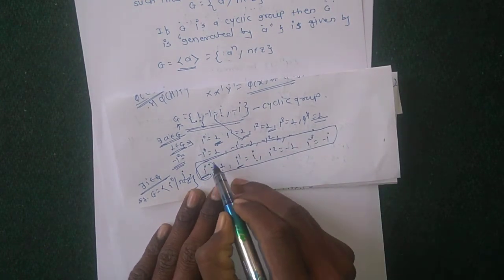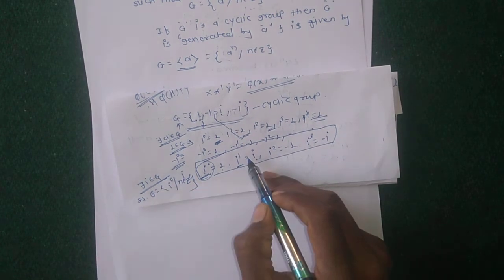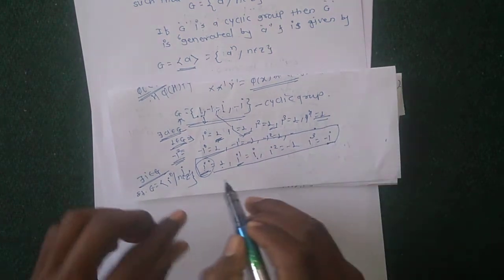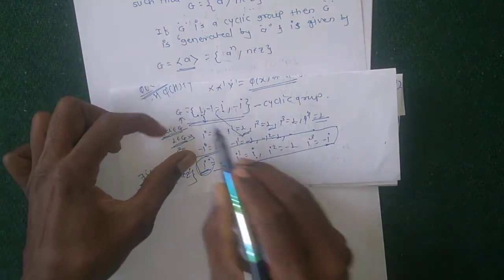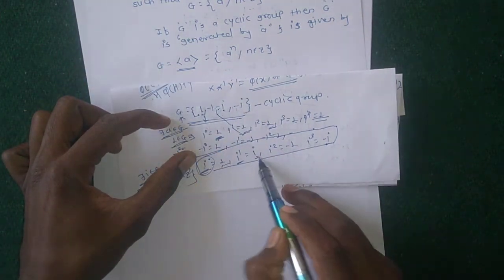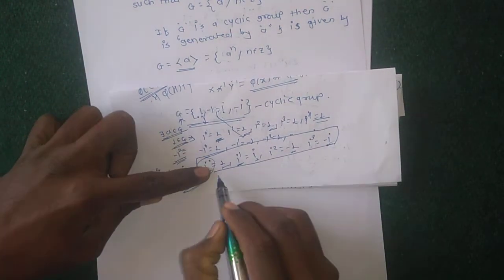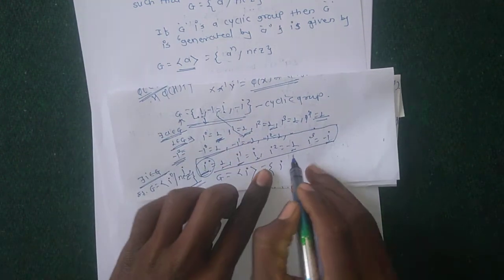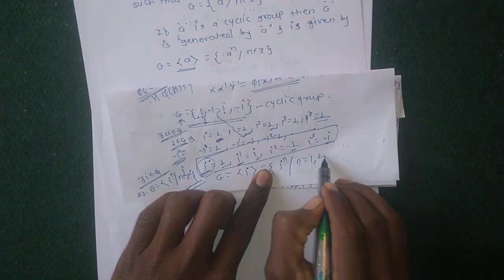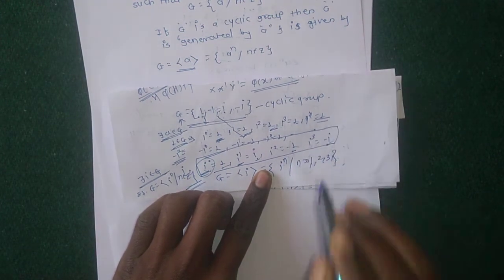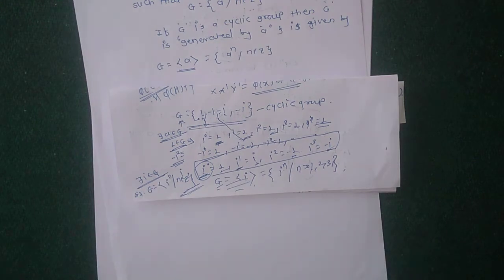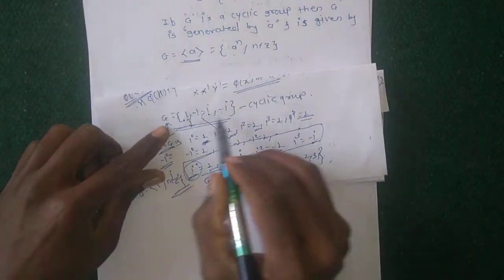Here a equals i. I raised to 0 equals 1, i raised to 1 equals i, i squared equals -1, and i cubed equals -i. So the powers of i give all elements of G: 1, i, -1 and -i. Therefore G is generated by i, with i raised to n where n equals 0, 1, 2, 3. This is a cyclic group. This definition applies when the group is with respect to multiplication.